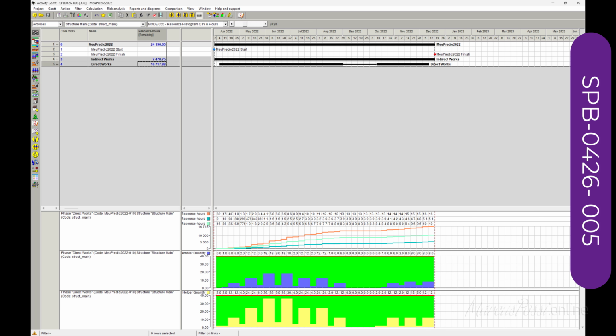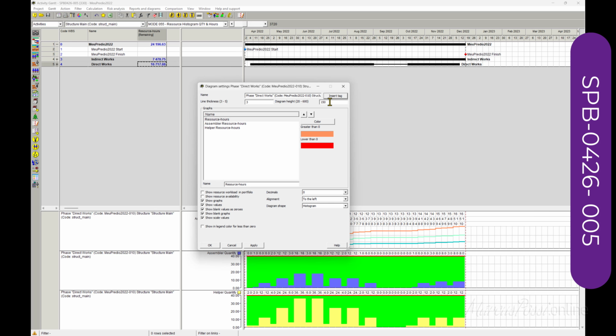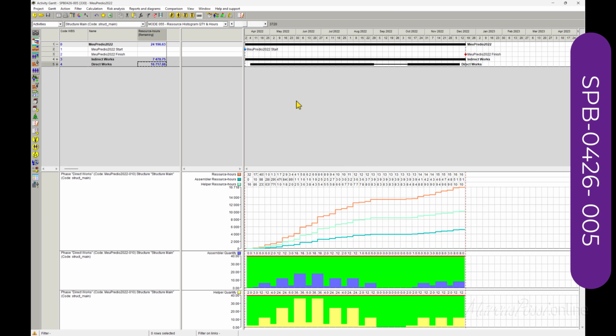And the graphs, project labor resource center. I don't know where these graphs came from, because the information here is not clear. Helper quantity, assembler quantity, resource hours, assembler and helper. Okay, we can see, I will expand the height to 300.